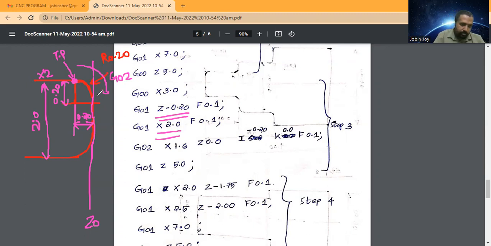That is G02. So in this direction, in the lathe machine, this workpiece is actually rotating. Here this arc is developed on this side as well as this side, both sides. So this arc will develop on both sides because this workpiece is rotating.